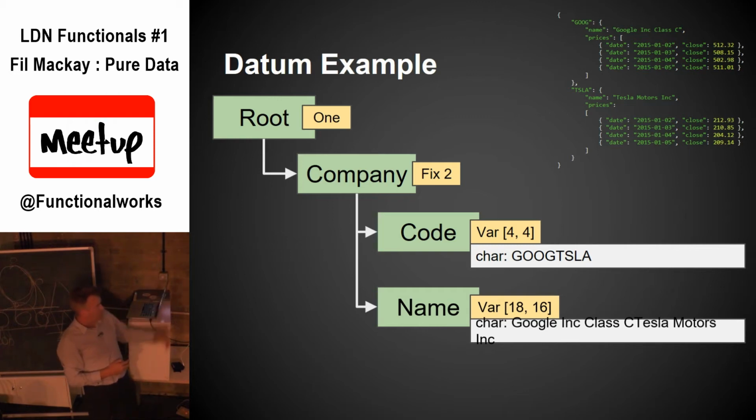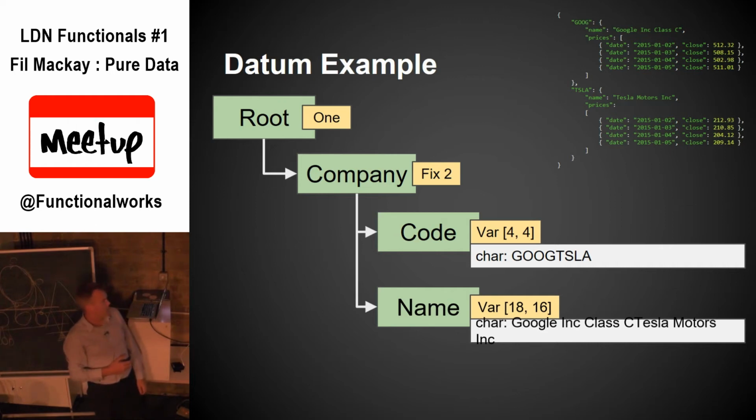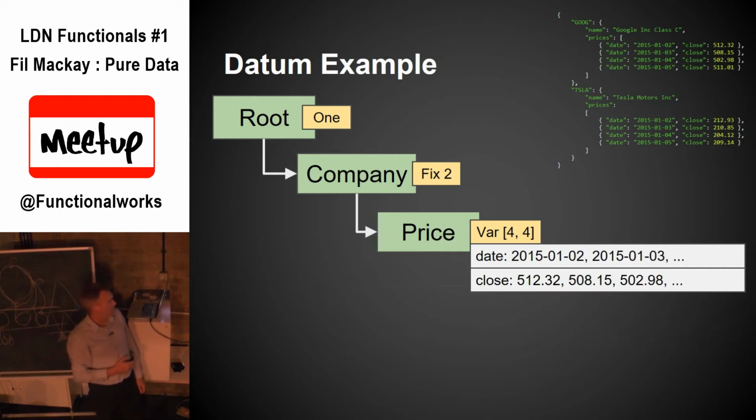Now, another bit of information that's in the JSON is the name, and similar thing. This is a variable sized dimension. The first size is 18 because that's the number of characters in Google Inc. Class C, and then 16, which is the length of the string Tesla Motors Inc.